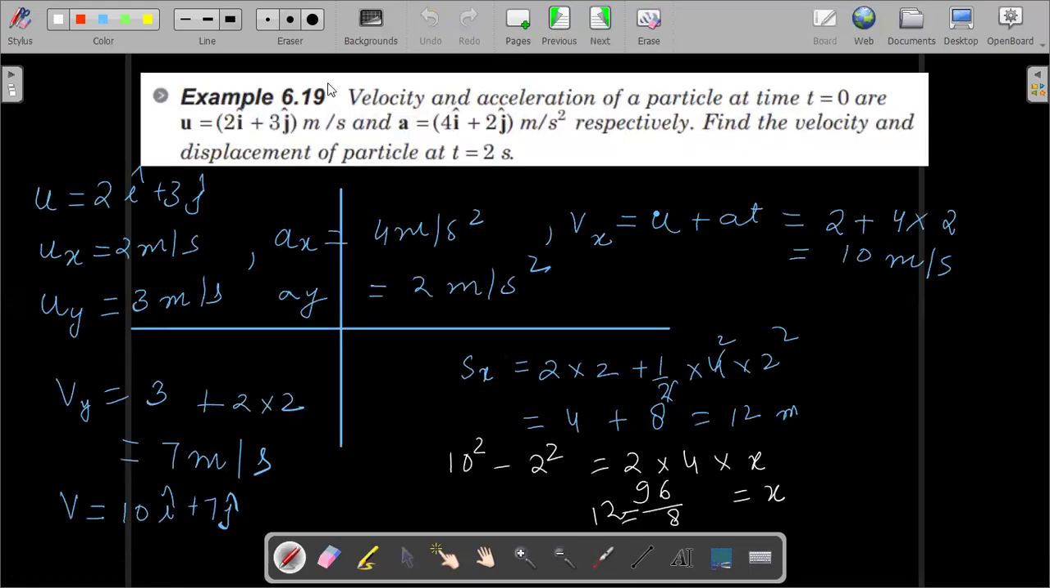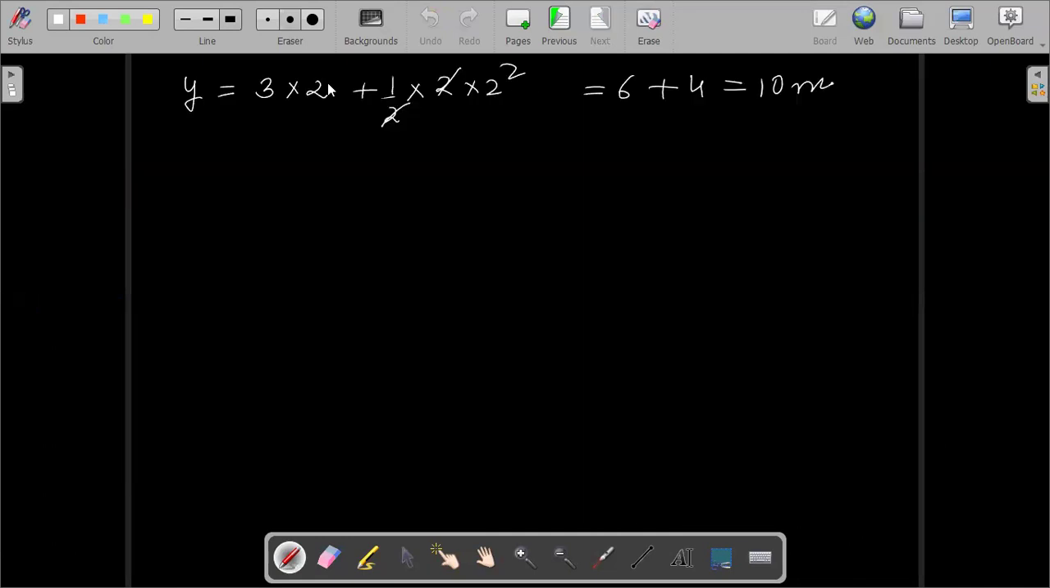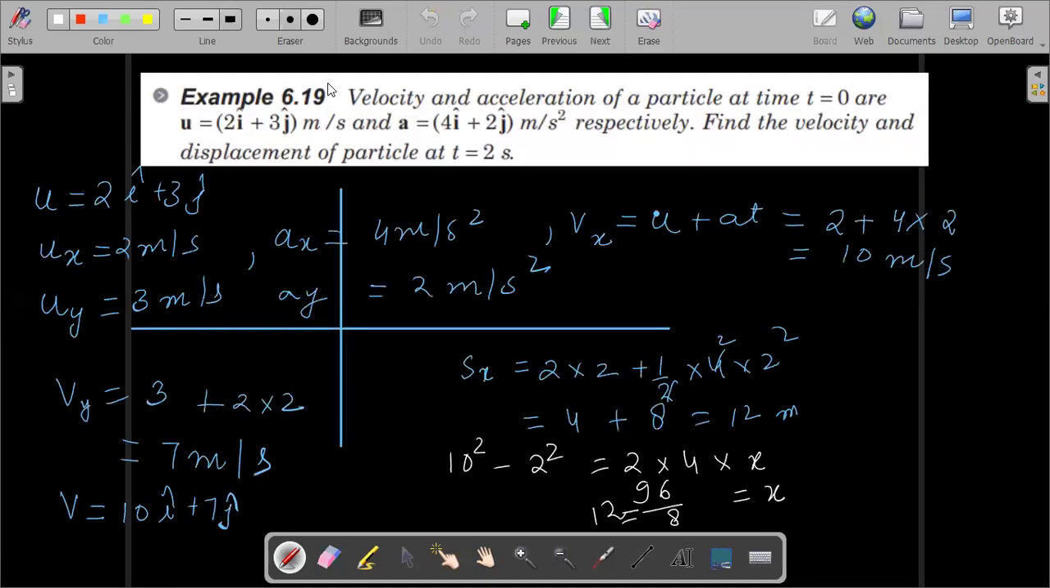Yes, sir. See, I'm writing, sir. The velocity along the x direction will affect the velocity along the x direction. The acceleration, velocity, displacement, everything along x will be affecting the x component only.